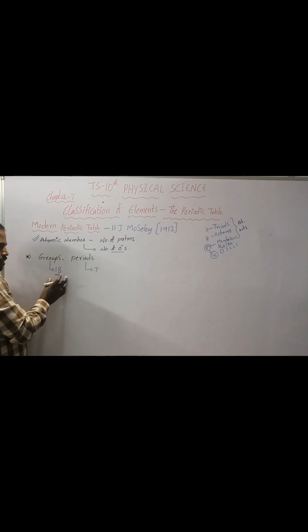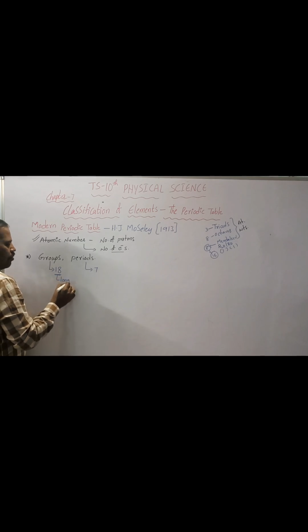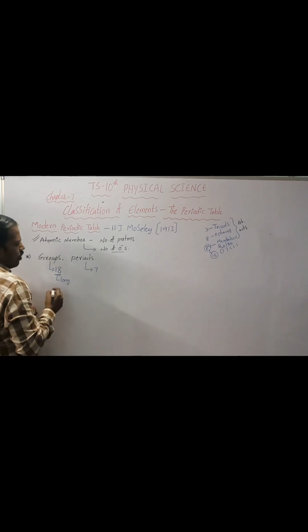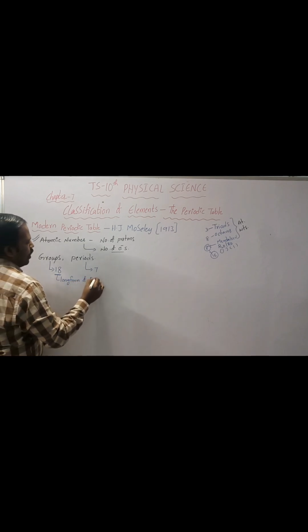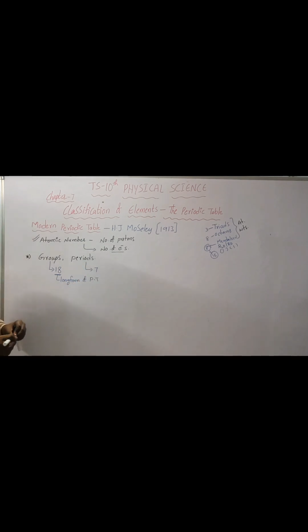This means this is the longest. So this can be called the long form of the periodic table. Based on this reason, it is called the long form of the periodic table, because it has the maximum number of groups, right? So what is the definition of groups? Groups are vertical columns and periods are horizontal rows, right? Here he made each group into one family. Each group is considered as one family.